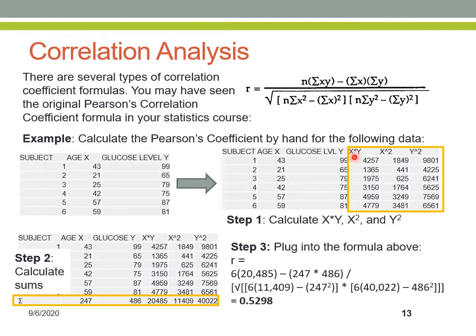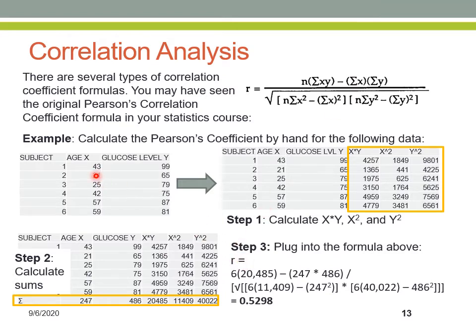The first thing we do is we calculate based on this formula here. We calculate the age squared. We calculate the glucose level squared. And we calculate the product of age and glucose level. Then we calculate the sums of each. Then we plug everything into the formula that we see up here.